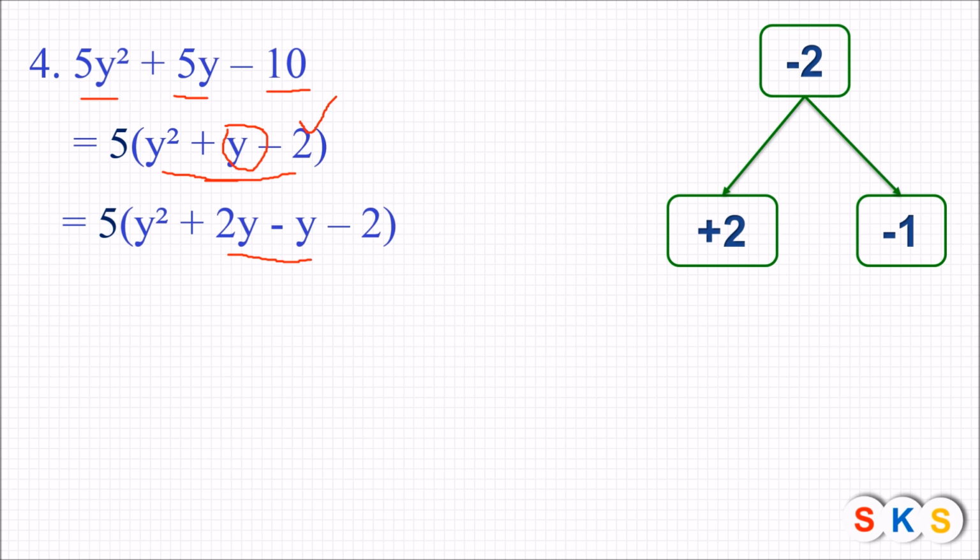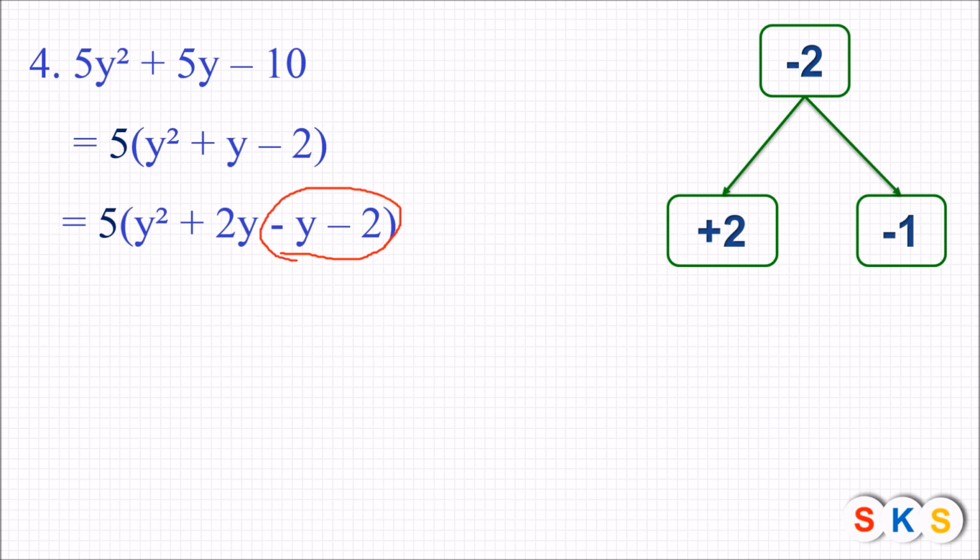After splitting the middle term, we will make a group of binomials. This is your first group and this is your second group. What is common in the first group? Y square means y into y, and 2y means 2 into y. So y is common.